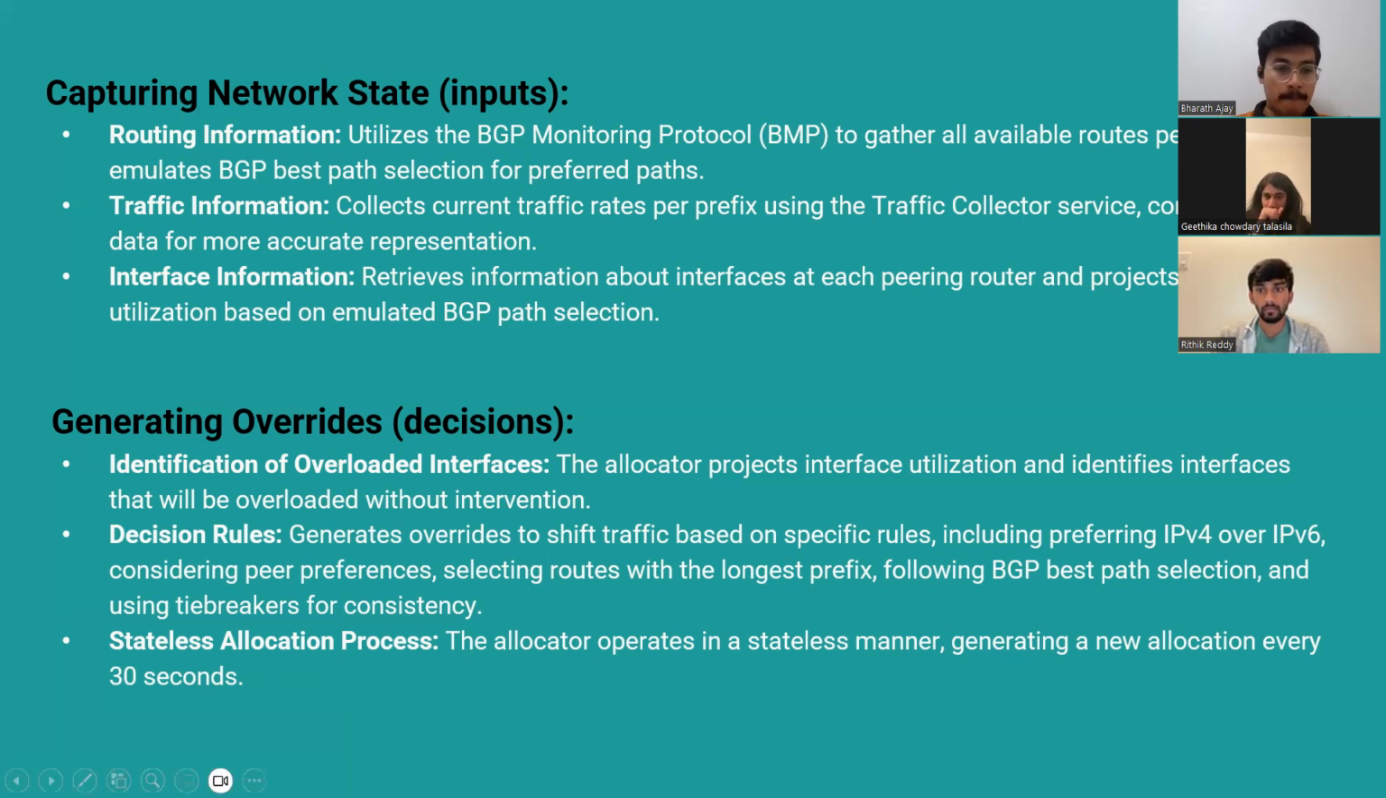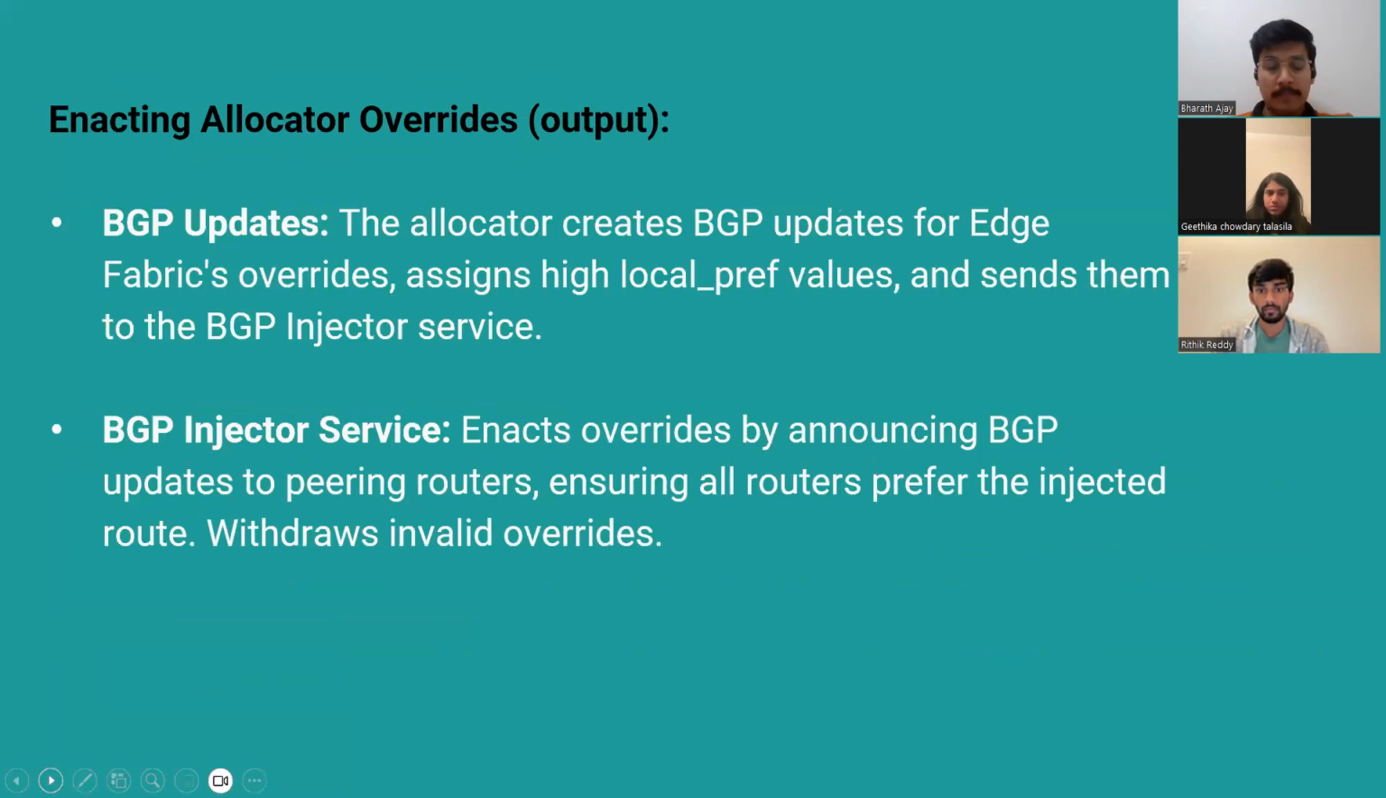So next slide. Enacting allocated overrides. This is nothing but just the output. So the BGP updates: for each fabric override, it assigns high local preference values and sends them to the BGP injector service. This enacts overrides by announcing BGP updates to peer routers, ensuring all routers prefer the injector route, with withdrawals of invalid overrides.